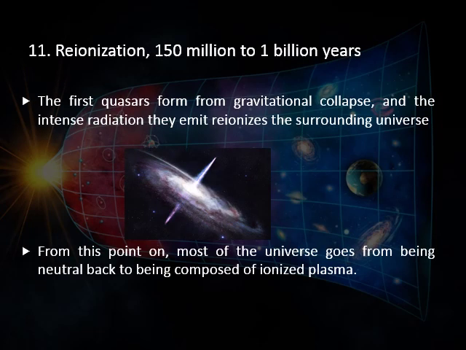The 11th step is reionization, that is 150 million to 1 billion years. The first quasars form from gravitational collapse, and the intense radiation they emit reionizes the surrounding universe. In this picture you will see a schematic diagram of quasars. From this point on, most of the universe goes from being neutral to being composed of ionized plasma.